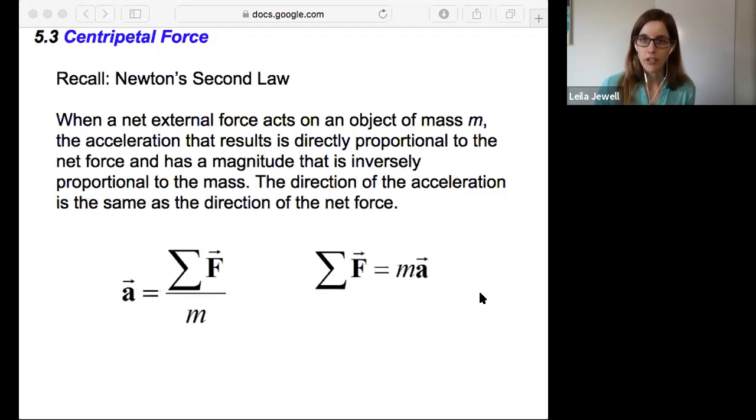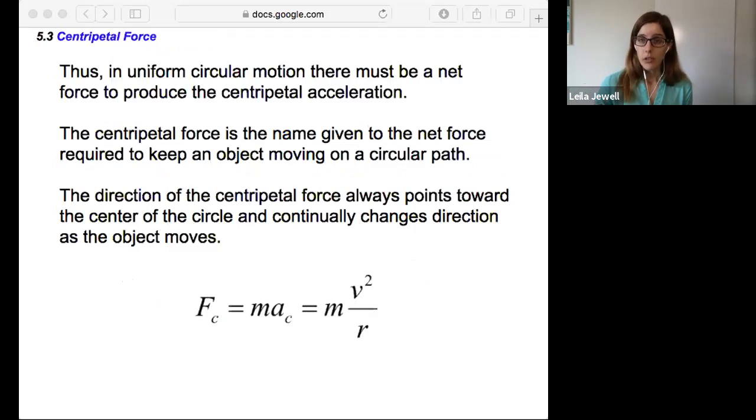It's also often written Newton's second law as just the net force is equal to the mass times the acceleration, our F equals ma equation. Okay, so with this in mind, we can now think about how that connects to our uniform circular motion. So in uniform circular motion, there must be a net force because we have this centripetal acceleration that's always present. If we have a centripetal acceleration by F equals ma, we have to have a net force as well.